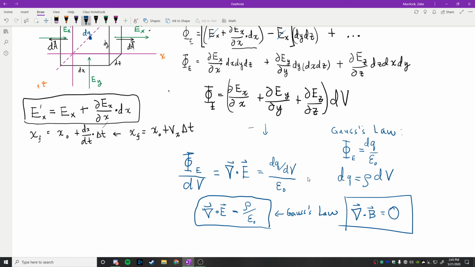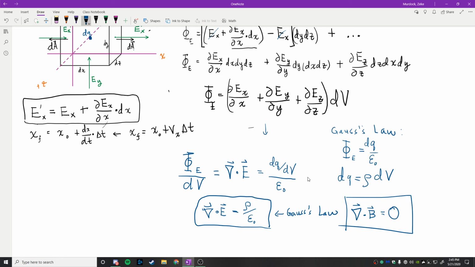You have a positive charge, you get a positive divergence. You have a negative charge, you get a negative divergence. If you're talking about magnets, there's no such thing as that kind of charge, so any magnetic field you have is always going to have 0 divergence. And that's it. Those two expressions tell us everything we need to know about electrostatics, pretty much.